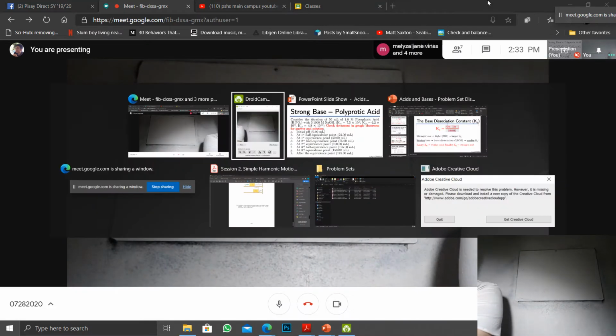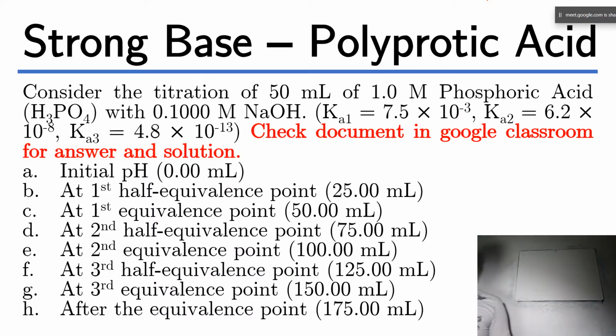Diba? Ano yung tanong? Find the pH and find the initial pH, first equivalence point, first half equivalence point, second equivalence point, so on and so forth. So, that's lang yung mga given, ha?